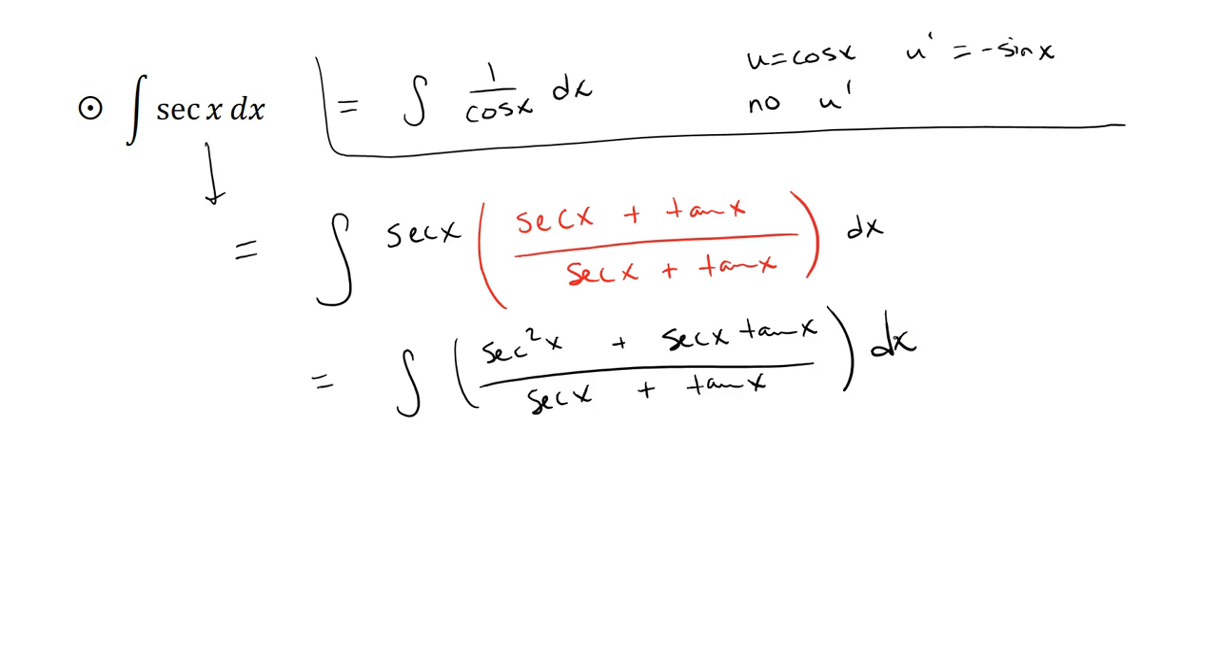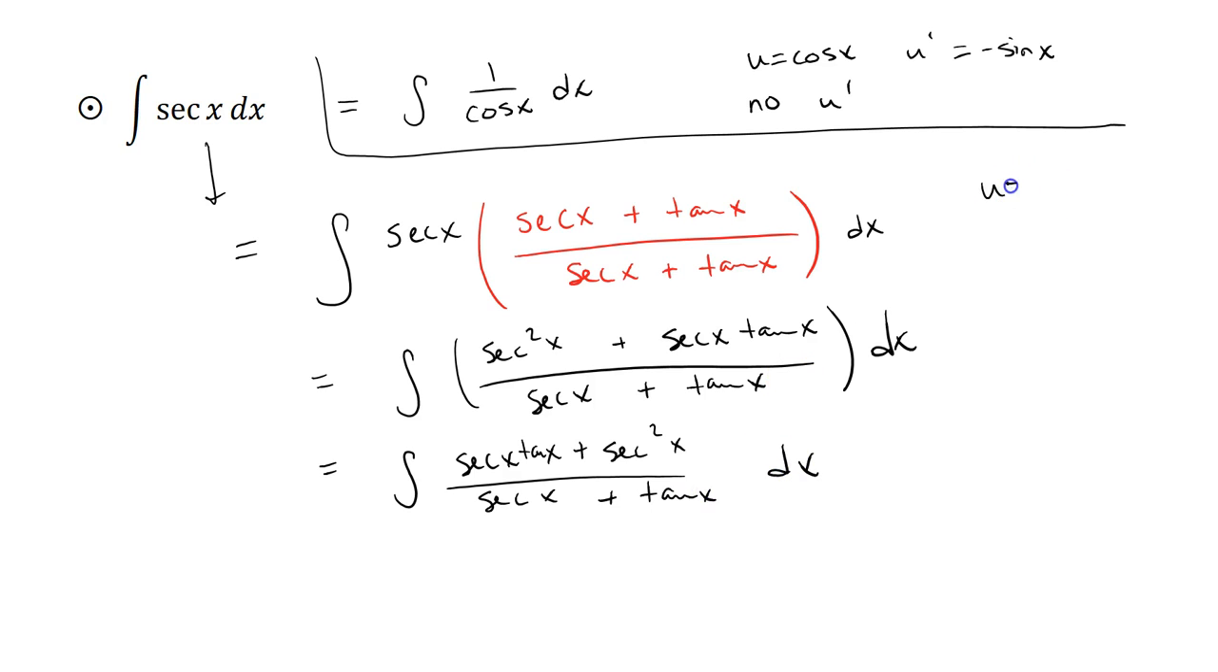And I'm actually going to take this one step further. I'm going to swap the order of the top, so that'll be secant x tangent x plus secant squared of x. I think you'll see why I did that in just a second. Divided by secant x plus tangent x.